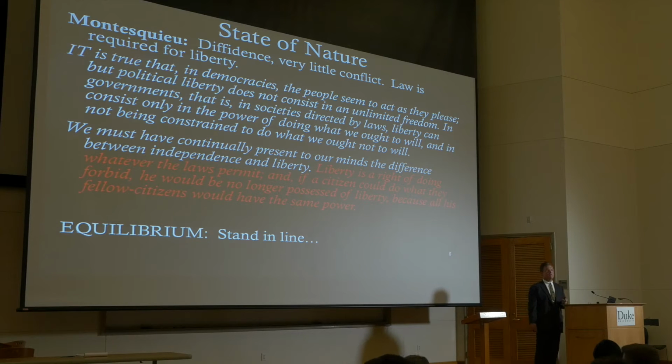Montesquieu, the French philosopher Montesquieu, has an interesting view of the state of nature. So it's true that in democracies the people seem to act as they please, but political liberty does not consist in unlimited freedom. In governments, in societies directed by laws, liberty can coexist only in the power of doing what we ought to will, and in not being constrained to do what we ought not to will. So that's the key part of Montesquieu's definition. Liberty consists in the power to do what we ought to will, and not being constrained or forced to do what we ought not to will.